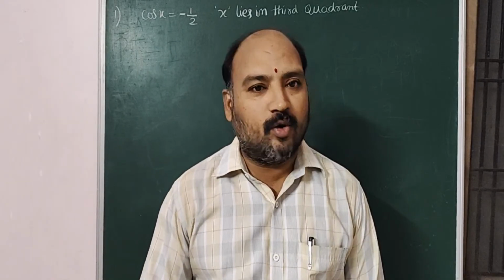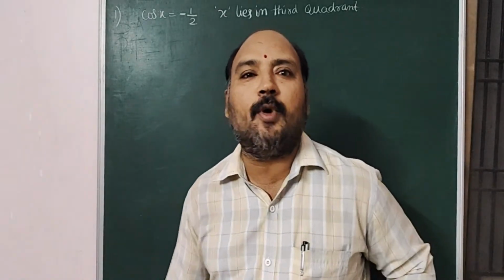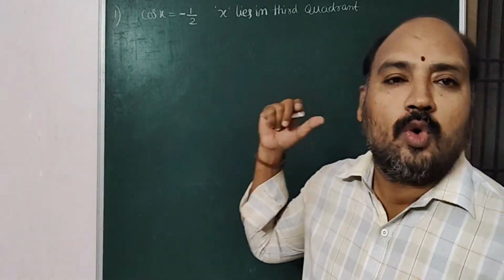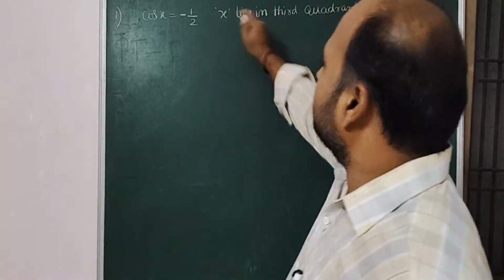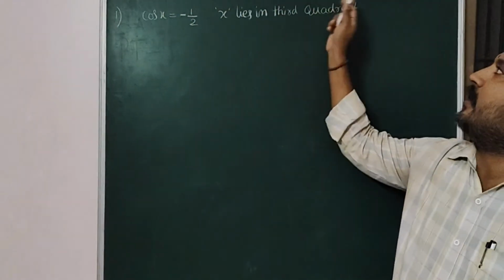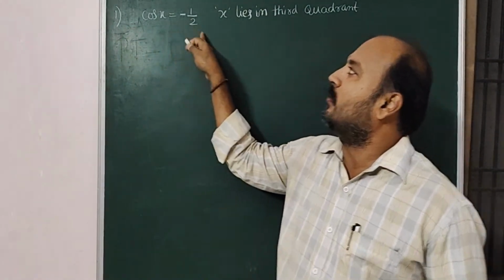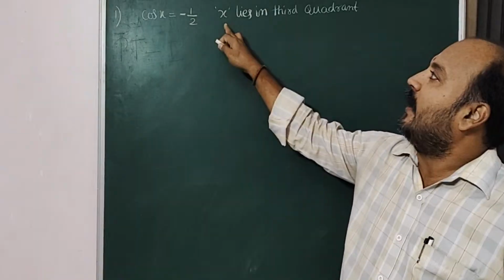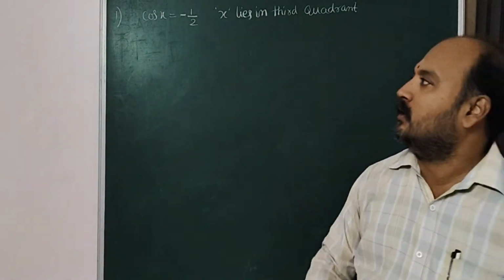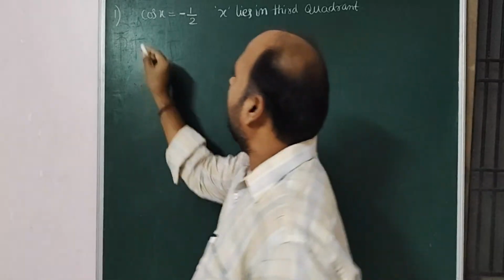In this video we are discussing trigonometry. We are in exercise 3.2. So let us have a discussion on the question here. Find the values of other trigonometric functions. The first question is cos x equal to minus 1 by 2, and x lies in the third quadrant. So we need to calculate the remaining trigonometric ratios.